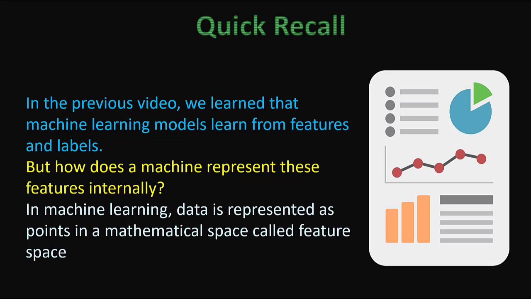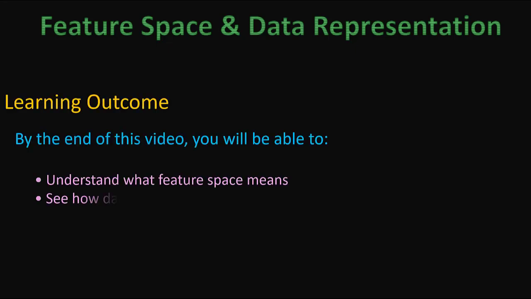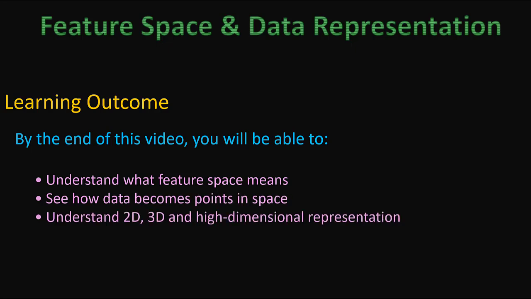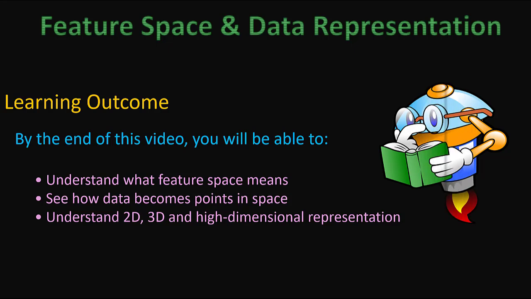In machine learning, data is represented as points in a mathematical space, which is called a feature space. So what is feature space and data representation? By the end of this video, we'll understand what feature space means, see how data becomes points in space, and understand two-dimensional, 2D, 3D, and high-dimensional representation.